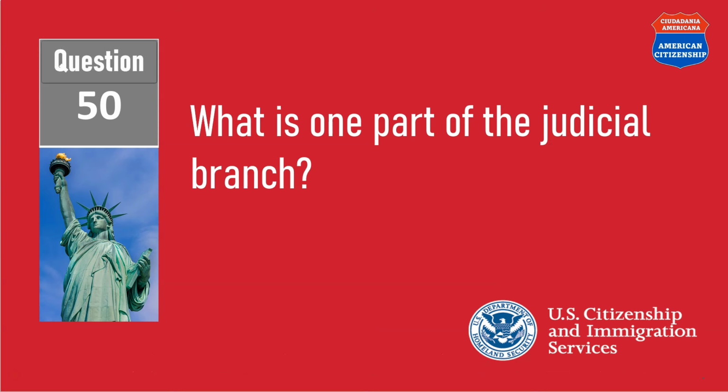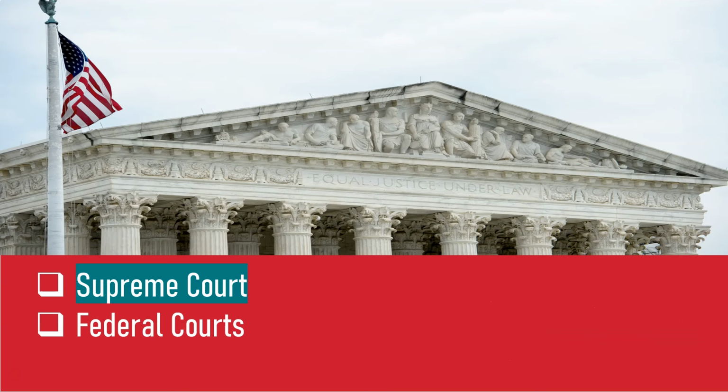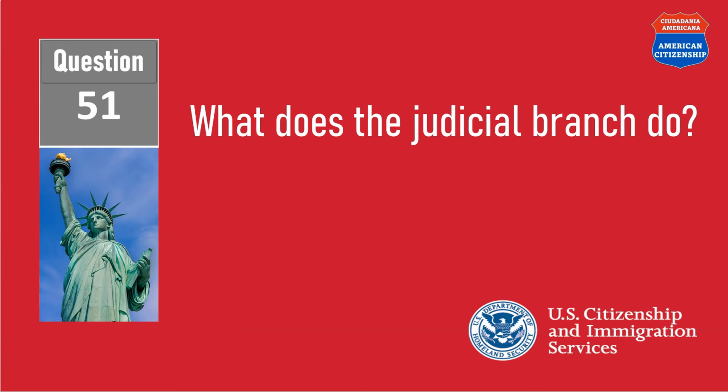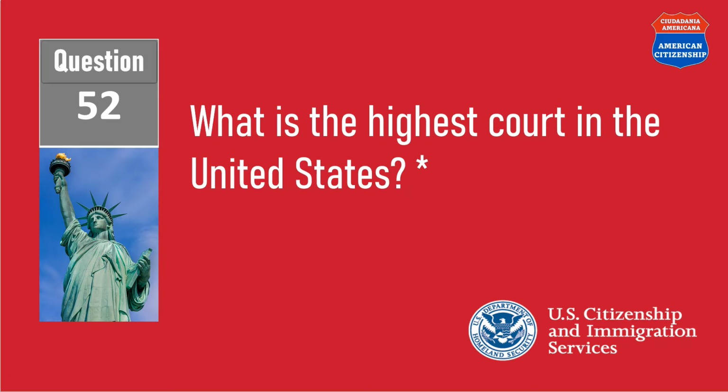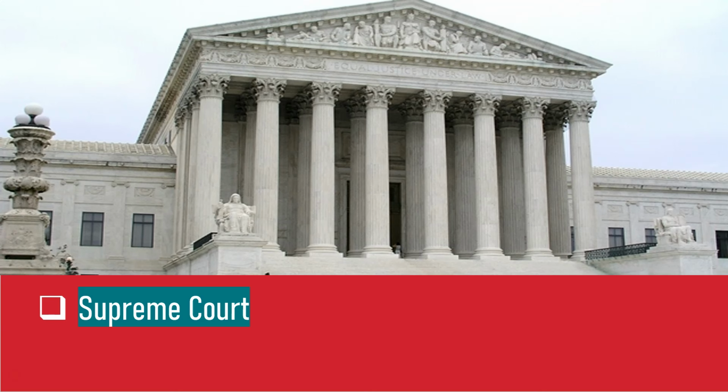What is one part of the judicial branch? The Supreme Court. What does the judicial branch do? Reviews laws. What is the highest court in the United States? The Supreme Court.